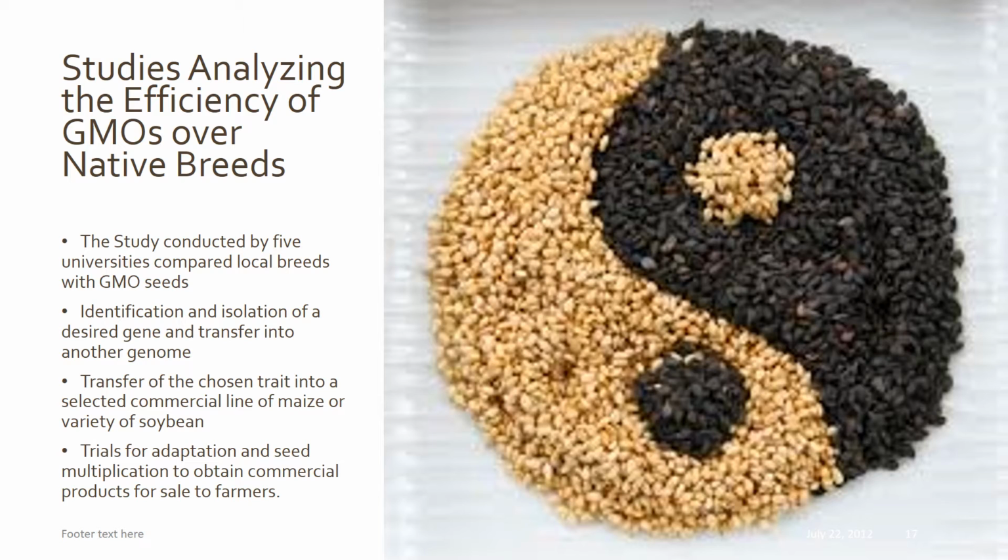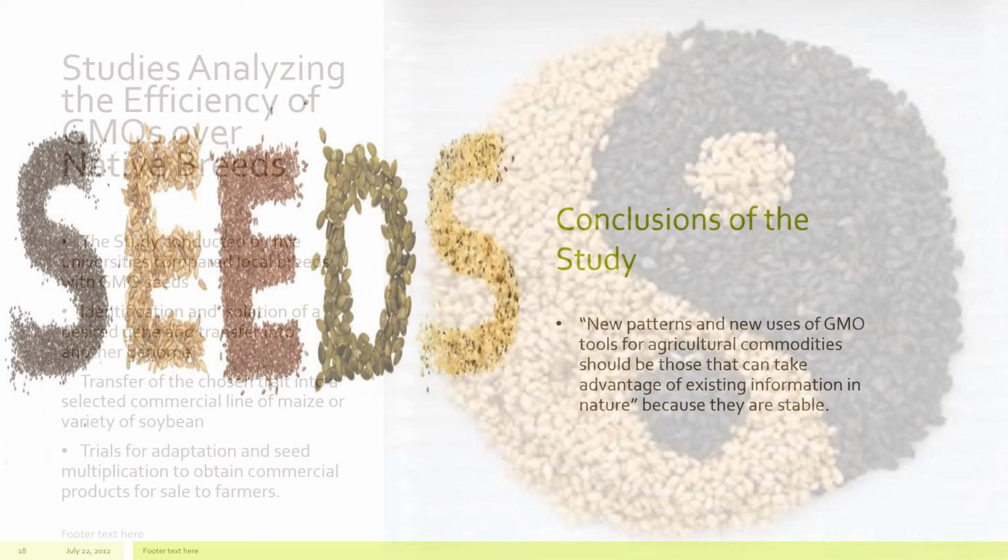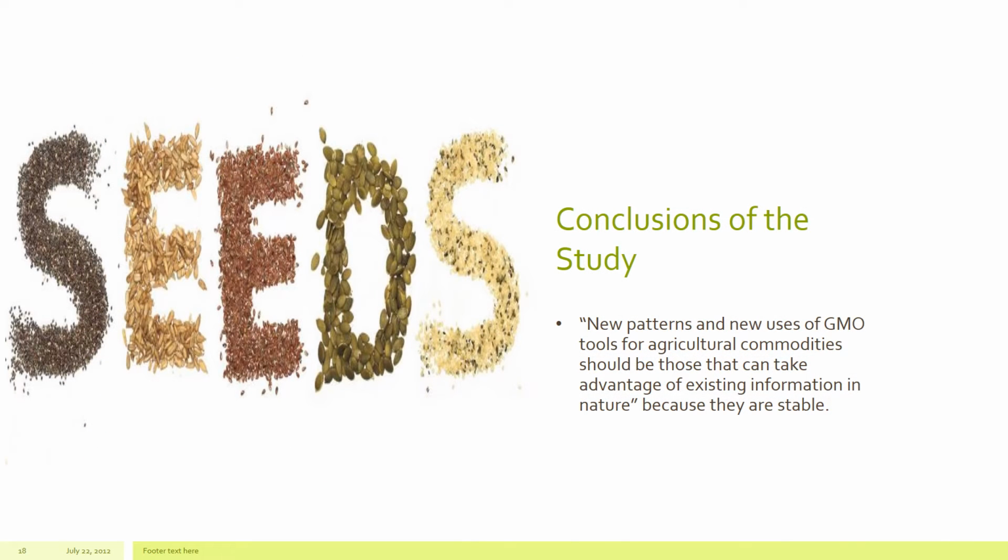The study concluded that it's costly to monitor information management involving the cycle of transgenic characteristics, and also that the GMO benefits are short-term because the seeds in the GMO processes do not proceed like nature, sharing information. So here's one quote from the conclusion of the study. It says, "New patterns and new uses of GMO tools for agricultural commodities should be those that can take advantage of existing information in nature because they are stable."